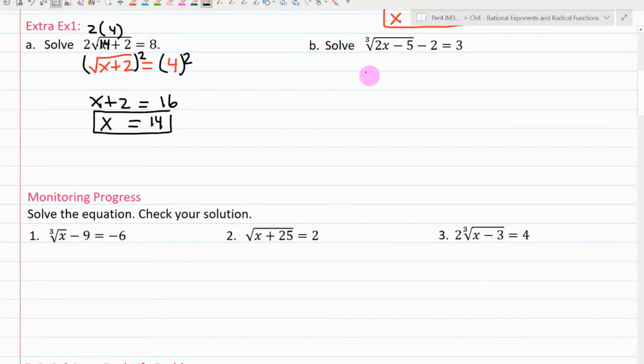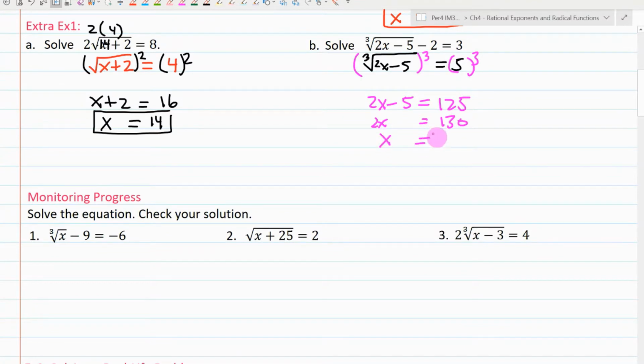All right, next we're going to add 2 to both sides to start. So 2x minus 5 is equal to 5. Then we'll cube both sides. So 2x minus 5 is equal to 125. We'll add 5. 2x equals 130, and then divide by 2.